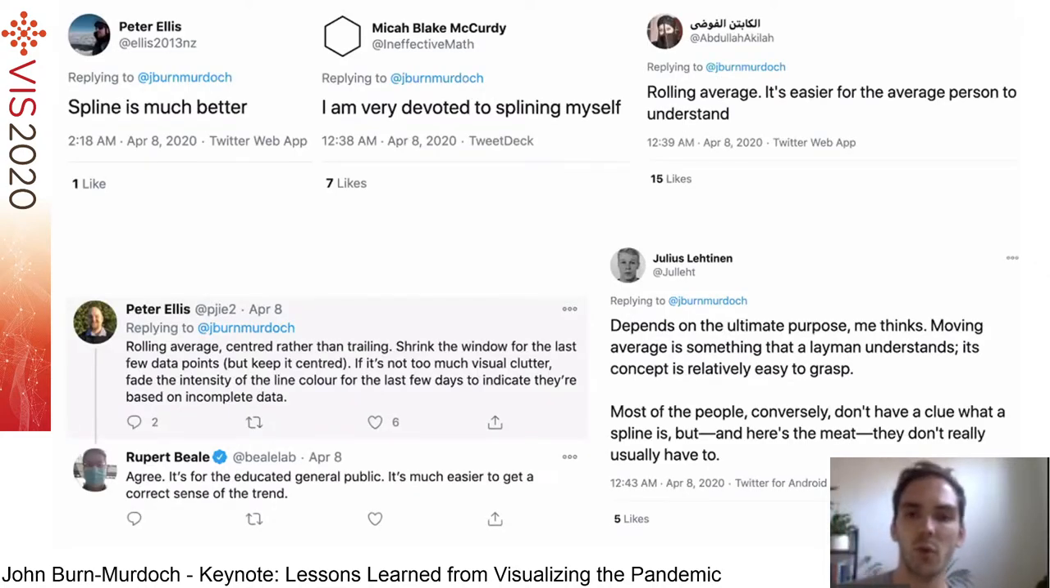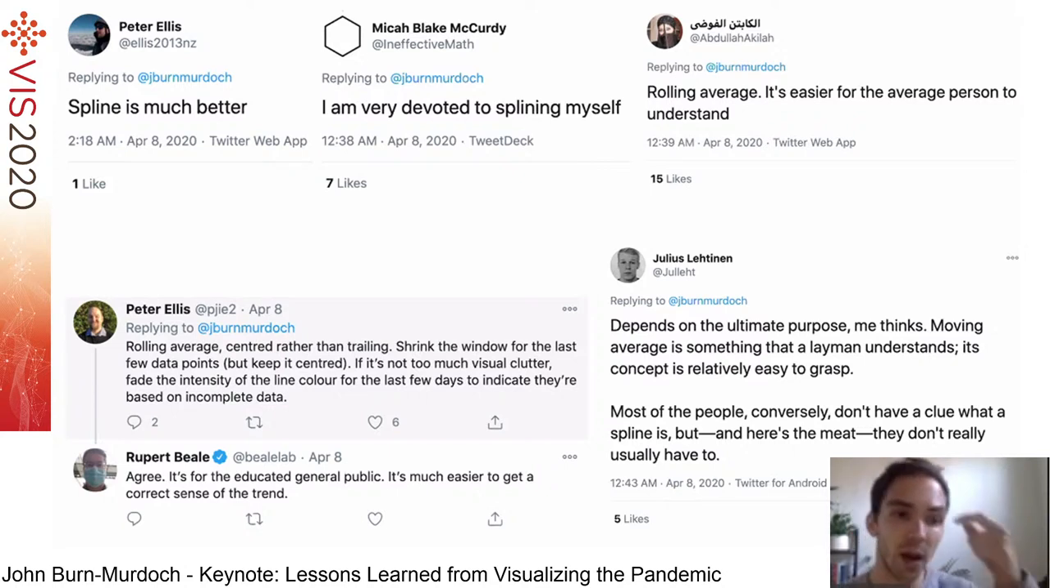So what we've got here is a few responses, again, from people who put things out on Twitter. We've got two data scientists in the upper left saying the spline is the winner, because obviously for someone who thinks about these things in quantitative ways, that's an obvious choice. We've then got a non-data scientist in the upper right saying the rolling average is much easier for the average person to understand because they can compute exactly how that number is arrived at. They don't think that there's any sort of chicanery going on behind the scenes.